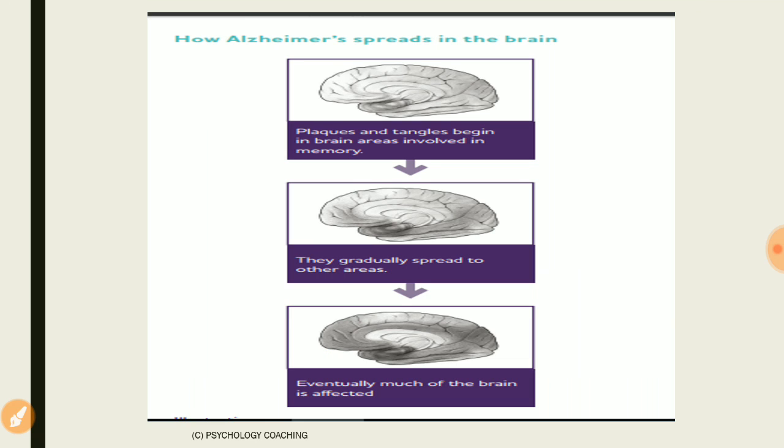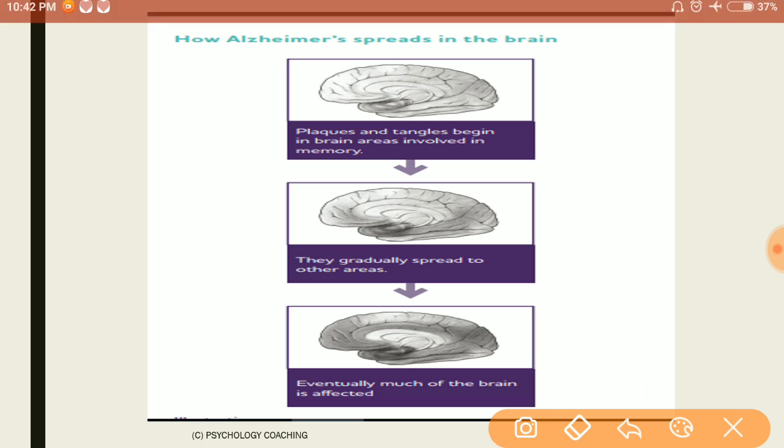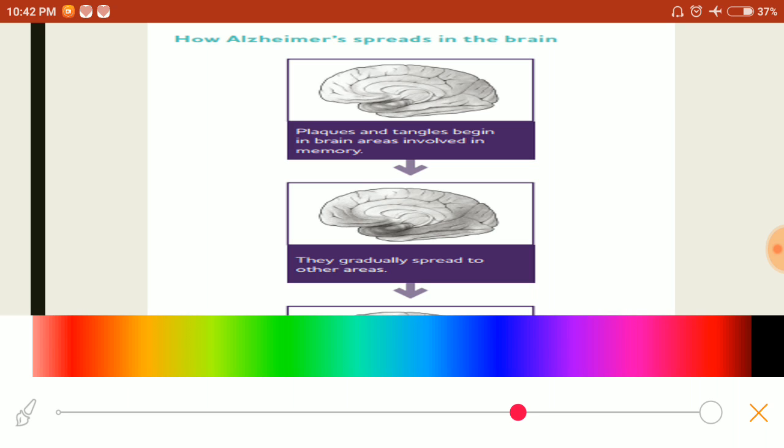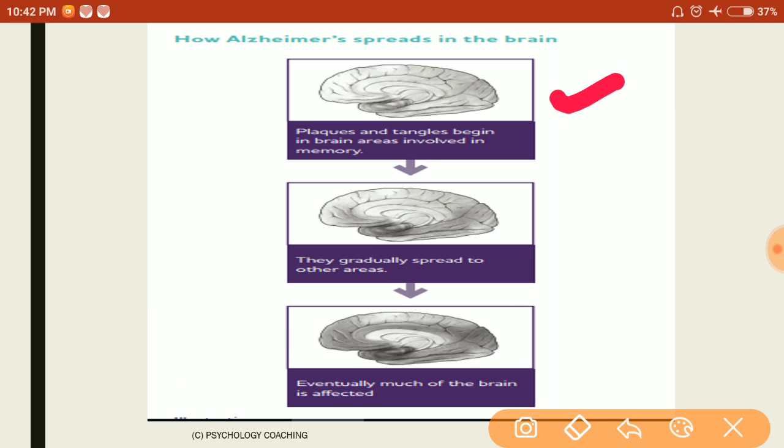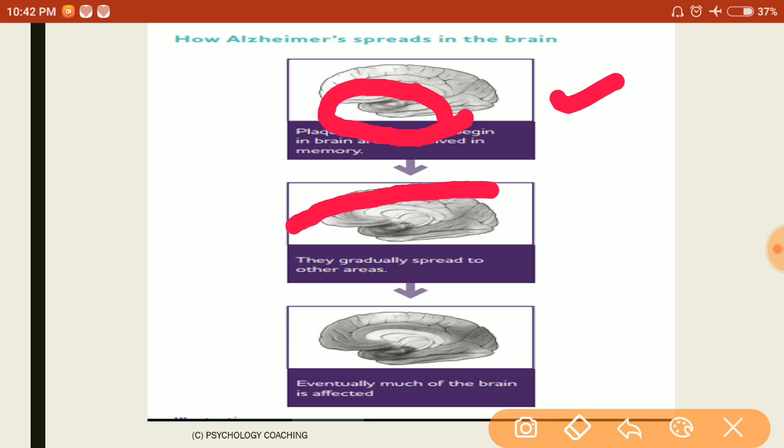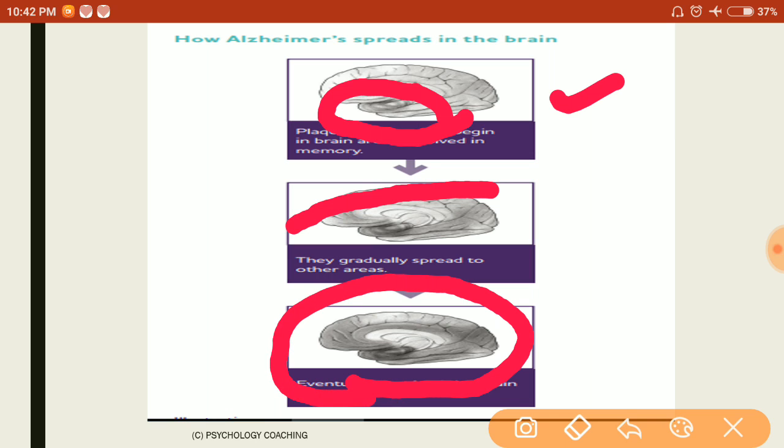Also, how Alzheimer's would increase in the patient's brain is what we are now going to discuss. For example, in the first brain, the amount of plaques and tangles is very little. It is only in this area. Gradually, it increases and spreads to the lower part, and slowly it has covered the complete brain. So, it gradually spreads from one area to another, covering the whole brain of the patient.